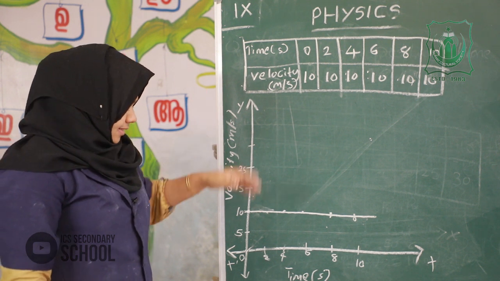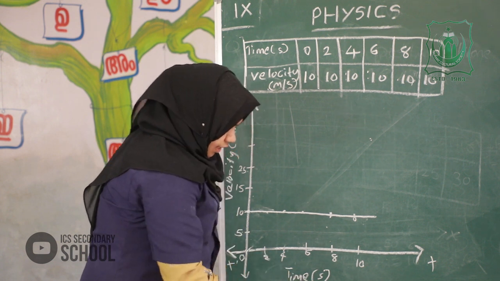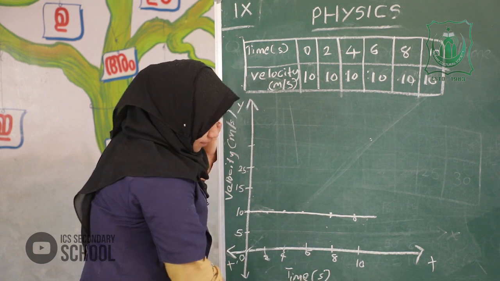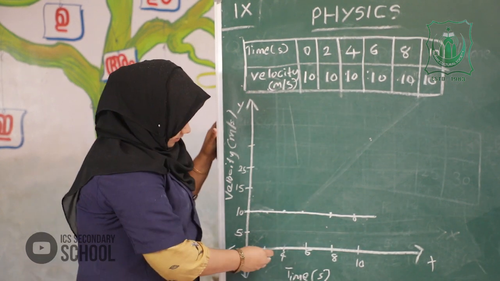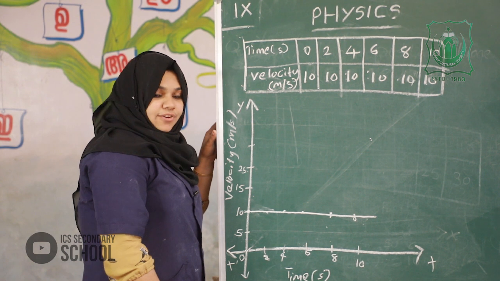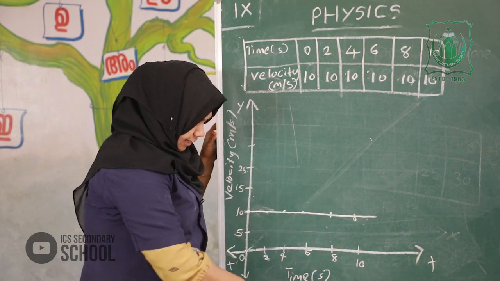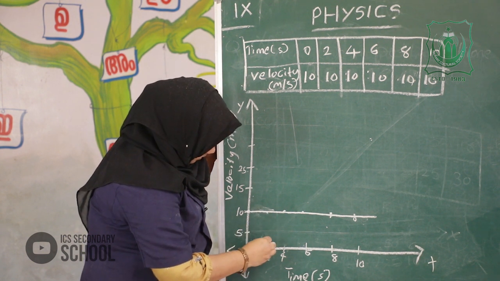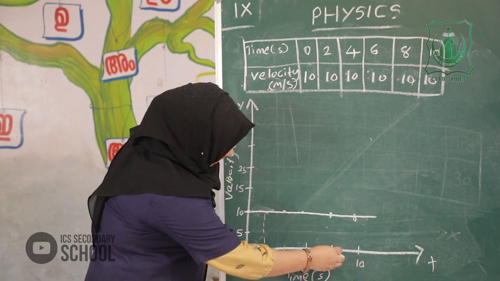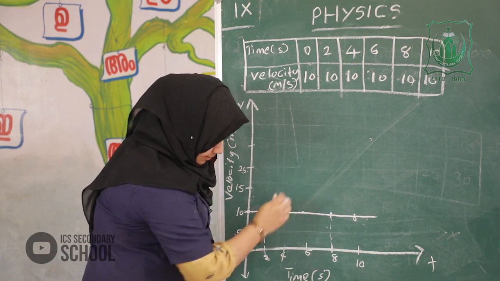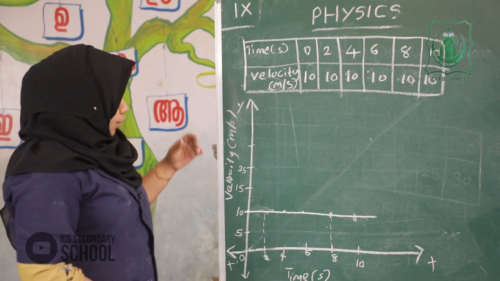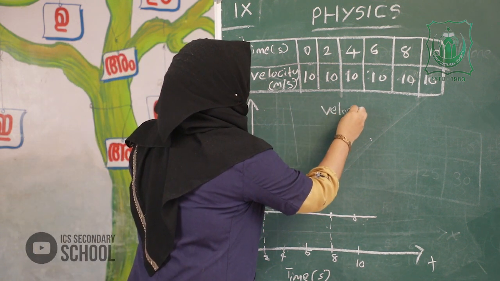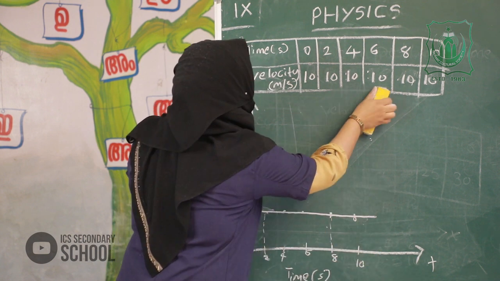Got it? Yes. Then here it is asking, can you find out from the graph the displacement of the object from 2nd second to 8th second? How can we find out? First, I draw a perpendicular line at the 2nd and 8th time. Yes. We know how to find out velocity.